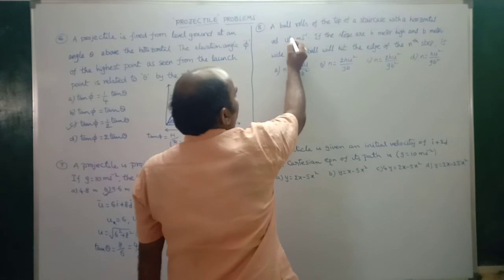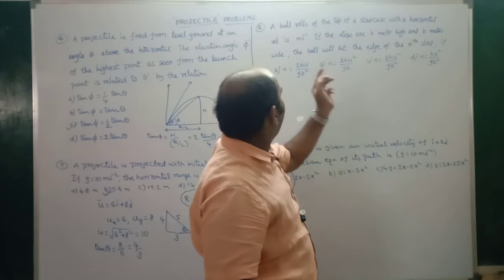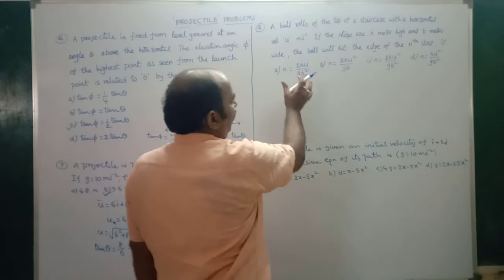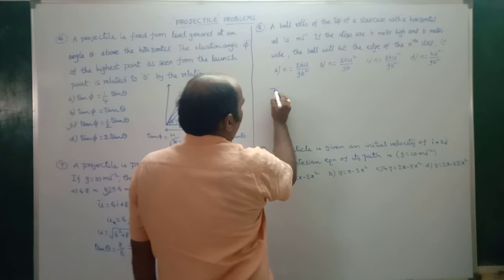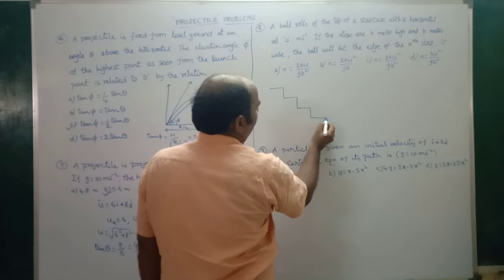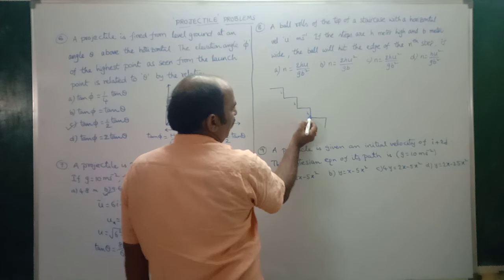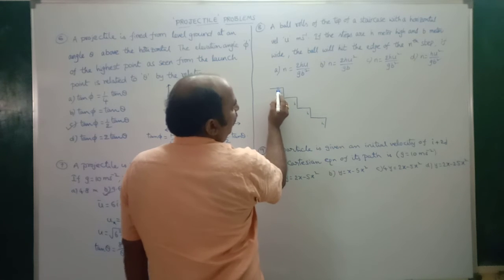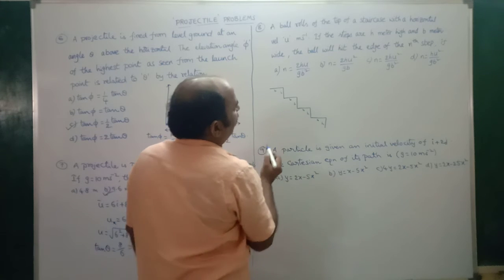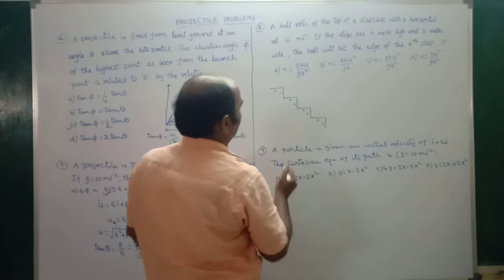Now see another problem, that is: a ball rolls on the top of a staircase with a horizontal velocity u meter per second. If the steps are h meter high and b meter wide, the ball will hit the edge of the nth step. You know steps look like here. Each step height is h and width is b. Now I want the n value. How many steps are there by this relation?